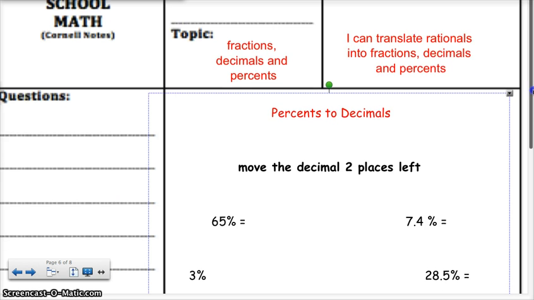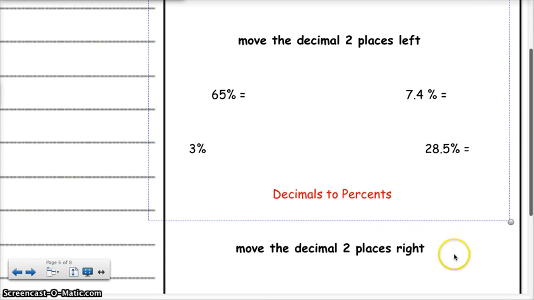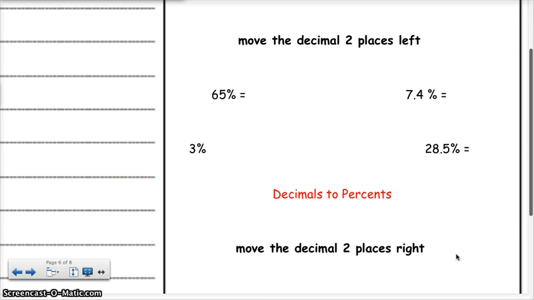Percents: if we want to translate from a percent to a decimal, you move the decimal 2 places to the left. So 65%, the decimal is really sitting right here, is 0.65. 7.4%, move it 2 spots to the left, is 0.074. 3%, 2 spots to the left, 1, 2, is 0.03. And 28.5% is 0.285.